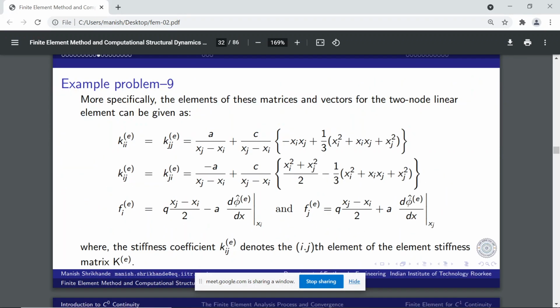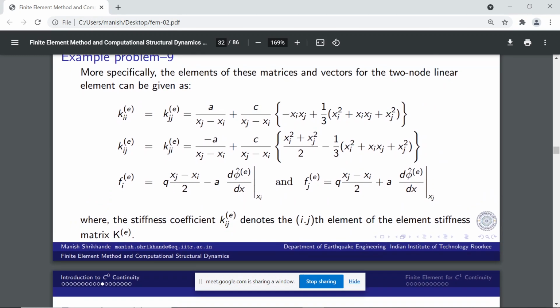More specifically, the elements of these matrices and vectors for the two node linear element can be given, and we can go for a little longhand. The two diagonal elements of this are identical. They are given as this. You can verify from the evaluation of the integral. The off diagonal elements are also equal, and they are given by this. This equality emphasizes the symmetry of the coefficient matrix K, and that is a direct fallout of the use of the Galerkin method for the weak form of the method of weighted residuals.